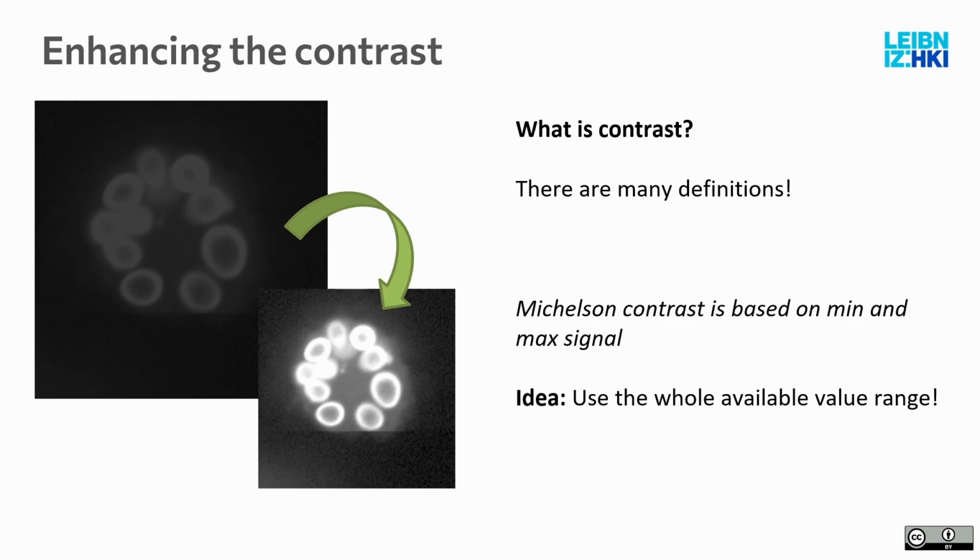Basically, we want to make use of the whole value range. And this is why it was so important to talk about bit depth and the ranges that are available, because the bit depth of the image and what data types you have determine what min and max signal you have available inside of each pixel. And we want to make use of this. This is the idea behind it. We want to make this super dark image into something that we can actually see.